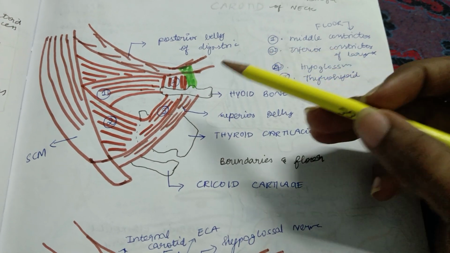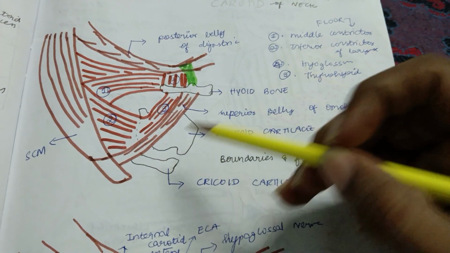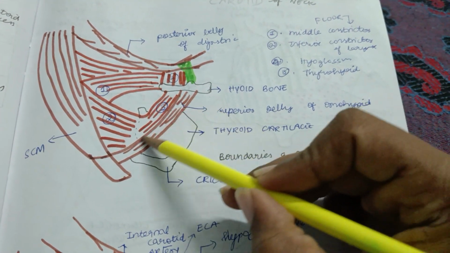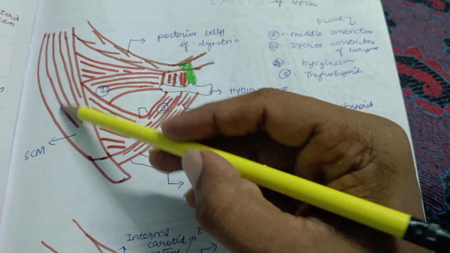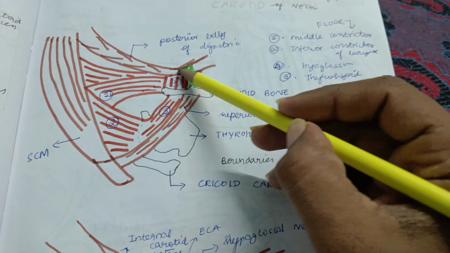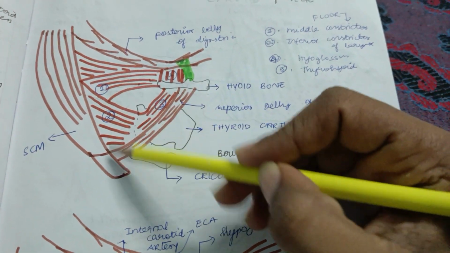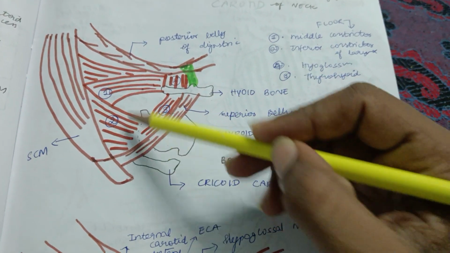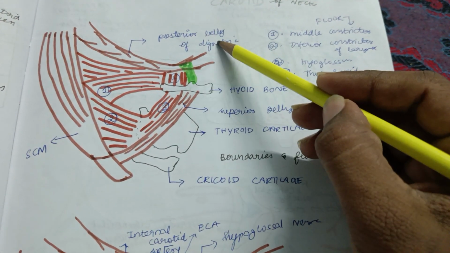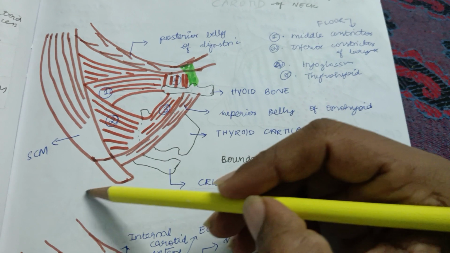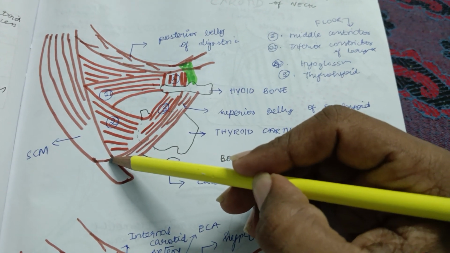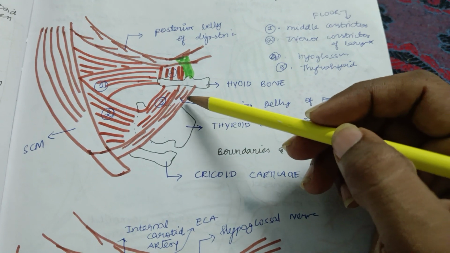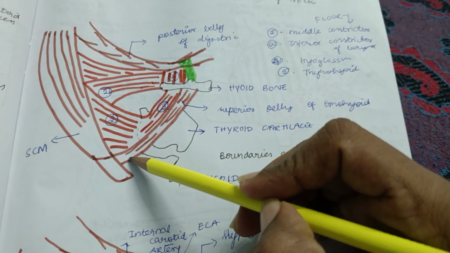So generally, the boundaries of the carotid triangle are the superior belly of the omohyoid and the sternocleidomastoid muscle and the posterior belly of the digastric muscle. So these three muscles together are going to form a triangle, and the base is formed by the posterior belly of the digastric, while the apex is formed by the sternocleidomastoid muscle and the superior belly of omohyoid muscle.